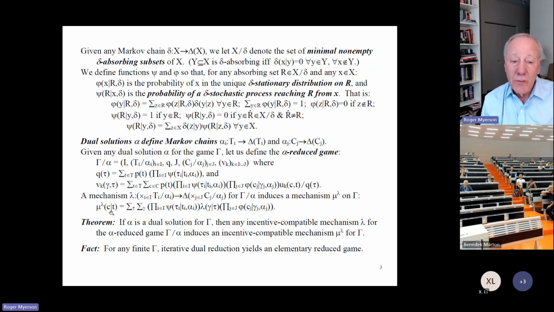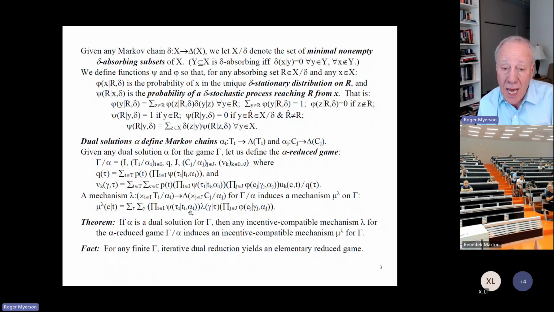What's the induced mechanism from a given lambda, which I'll denote by mu super lambda? Well, given a profile of types T and a profile of actions C, what's the probability that with the types T you would go to action C? I don't know what profile of reduced types you're going to have. Call it tau. That could be any of them. I don't know what profile of reduced actions is going to be happening in lambda. Call it gamma. But we'll take the probability that given T, you end up with this psi term.